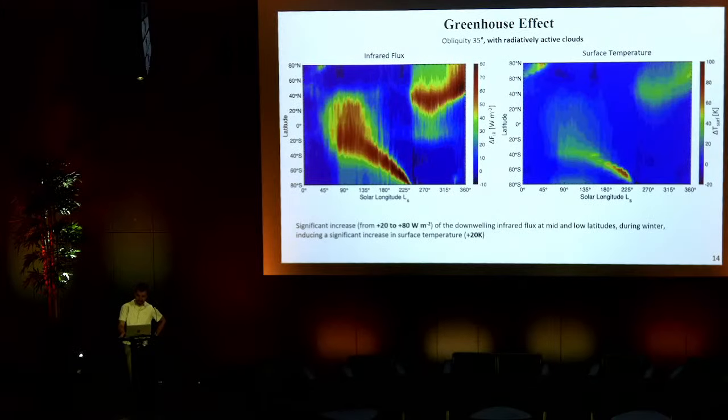I have a question, Luca. You showed that the greenhouse effect can be 20 to 80 watts per meter squared, and this is much more than without the active radiative clouds. This, I guess, assumes a polar cap source. What do you think can be the difference if you don't have a polar cap source anymore, or a limited polar cap source?